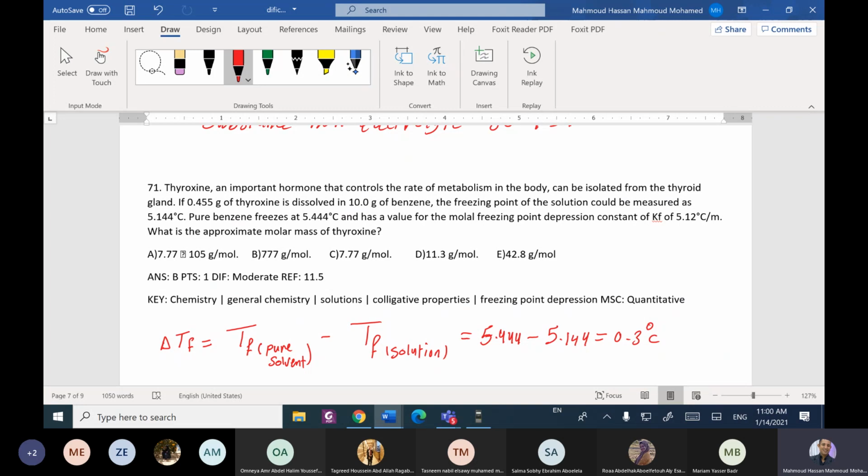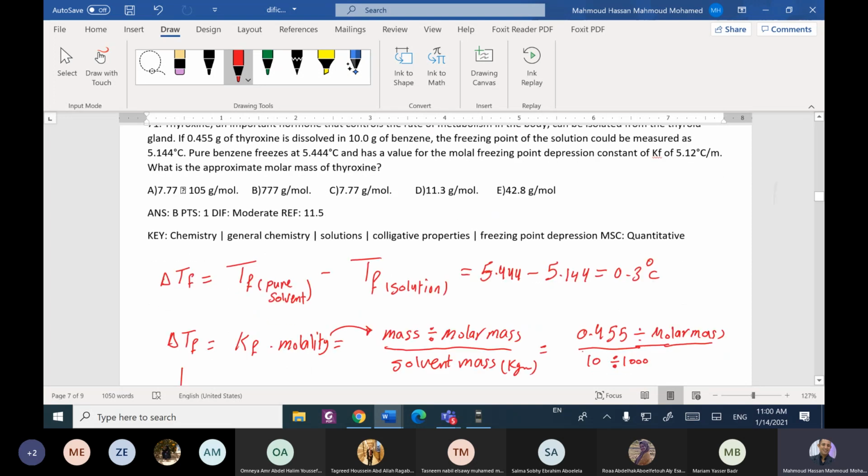5.144 degrees Celsius. The pure solvent freezes at 5.444 degrees Celsius and has the value for the molar freezing point depression constant Kf of 5.12 degrees Celsius per molar. What is the approximate molar mass of the thyroxine?